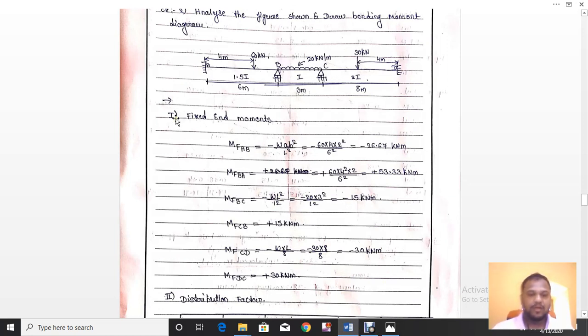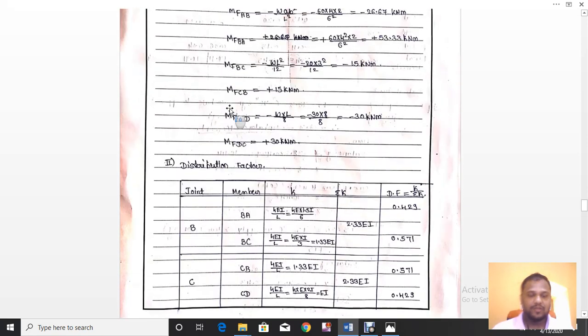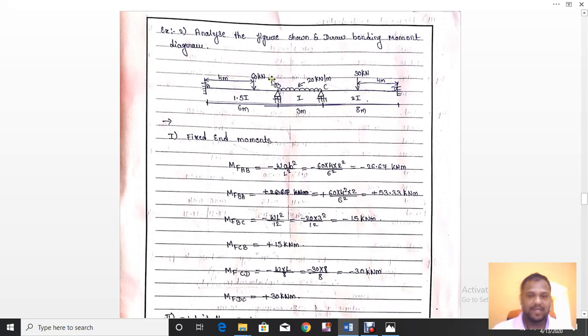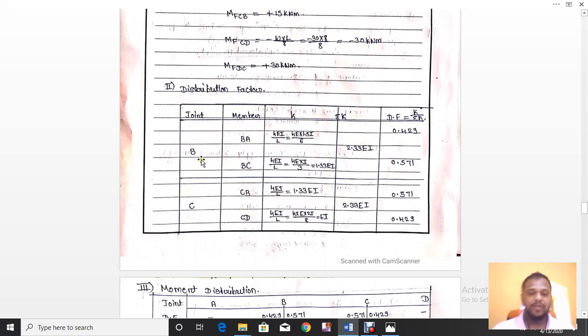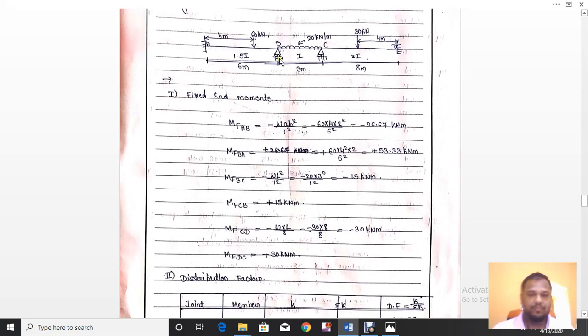Now as we have completed the first step, we will move to the second step. You can see how many intermediate joints there are in this problem. There are two joints: joint B and joint C. At joint B there are two members getting connected, BA and BC.